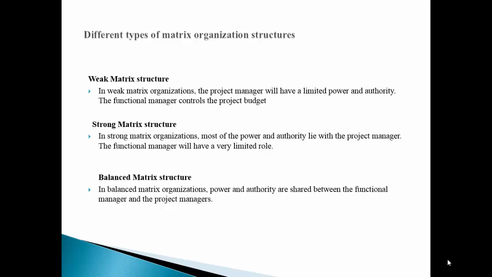Effectively, the project manager and the functional managers work together, but overall control of everything project related is the function of the project manager. So in a strong matrix, the project manager is the stronger party.